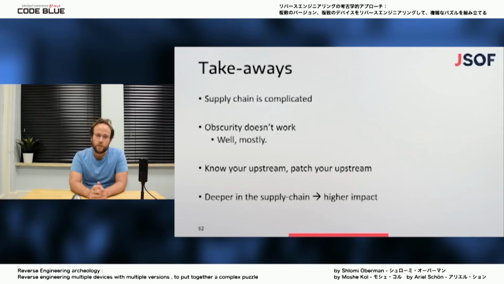Second thing is that obscurity mostly doesn't work. So despite the fact that HP firmwares were compressed in multiple levels, despite the fact that this is a proprietary piece of software, despite the fact that the supply chain was mostly obscure and completely not public, and maybe because of these reasons, still we were able to find lots of vulnerabilities that affect all of these devices.